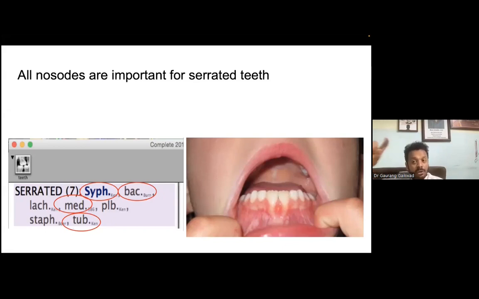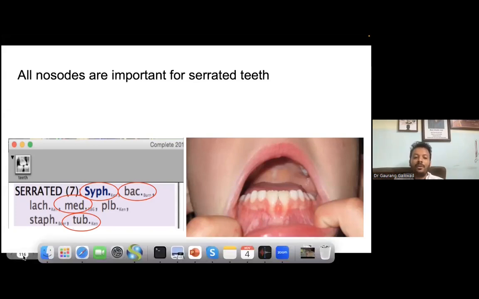Obviously, other symptoms should also match, but this is the keynote. And I've treated hundreds of cases just based on this. I want to tell you, it's such a solid symptom.